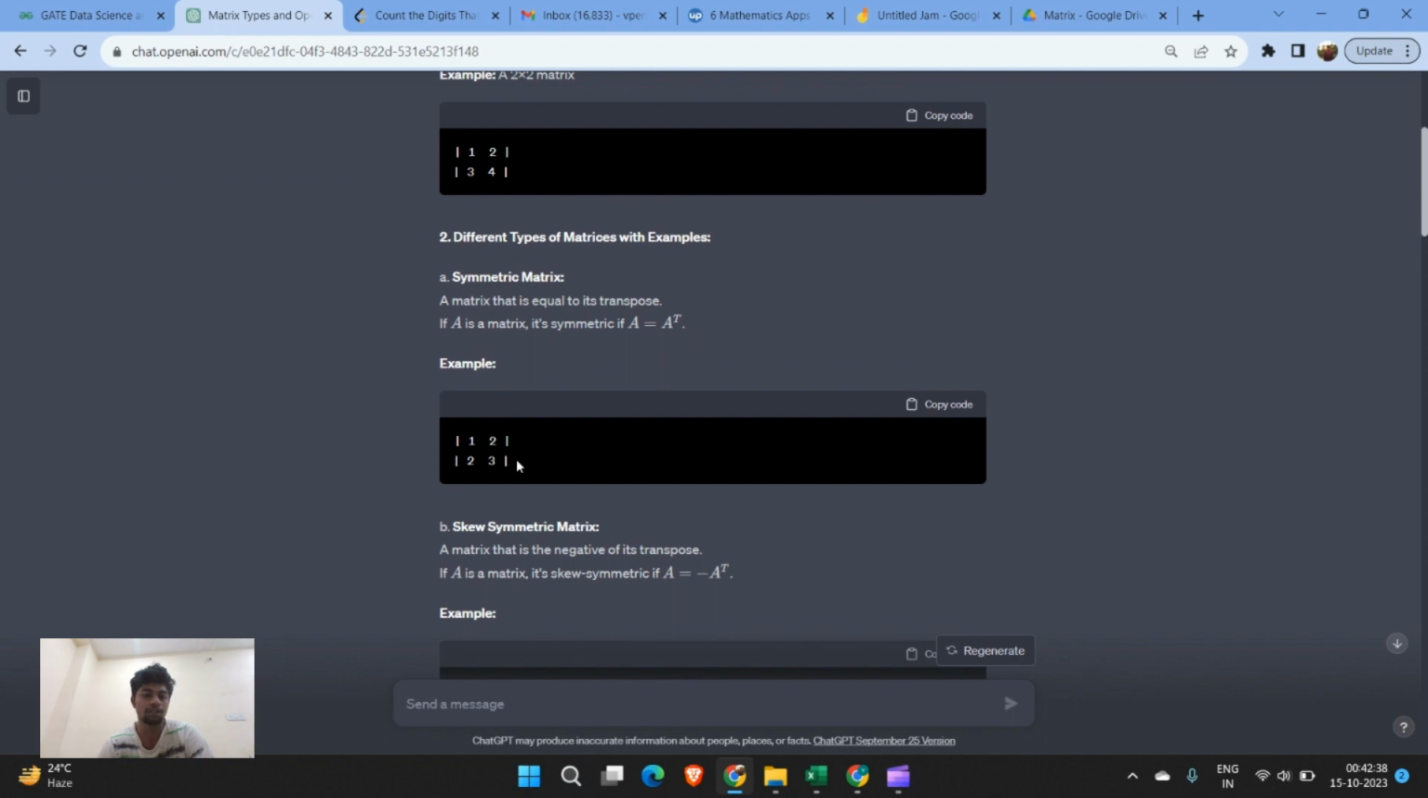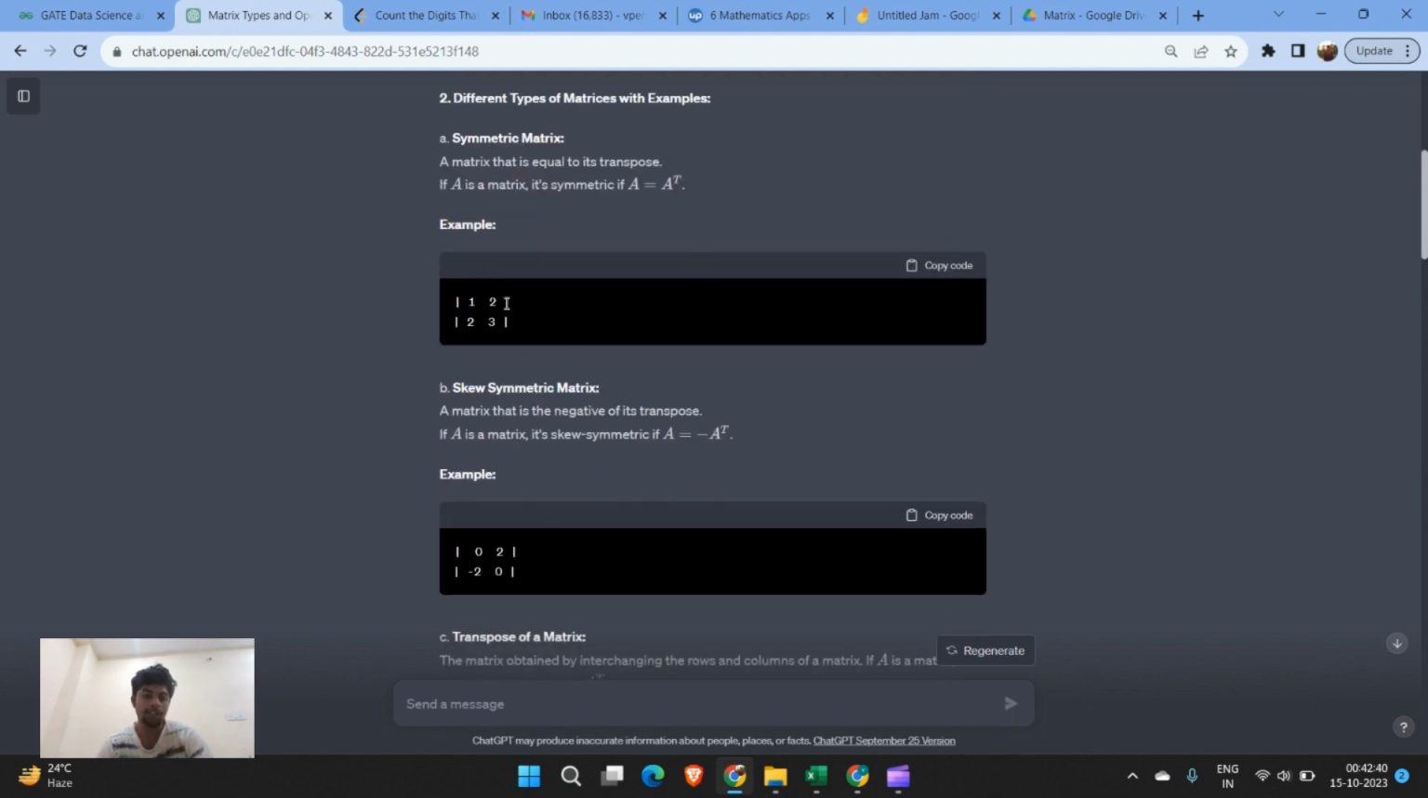So 1 2 2 3. If you transpose this matrix, you'll get the same thing, and that's why we indicate it as a symmetric matrix. There are multiple things involved in this, so you have to understand about arbitrary elements. What are arbitrary elements? In this position, this is known as the diagonal. 1 3, these are known as the diagonal.